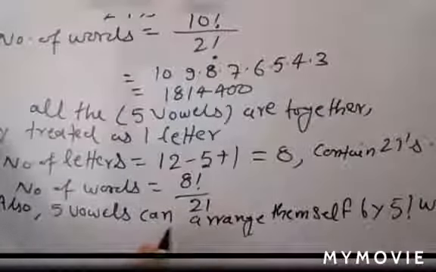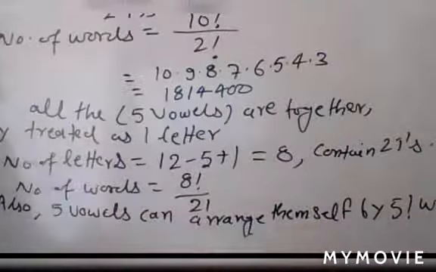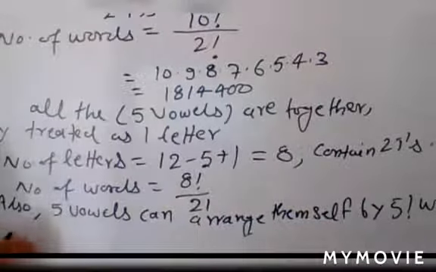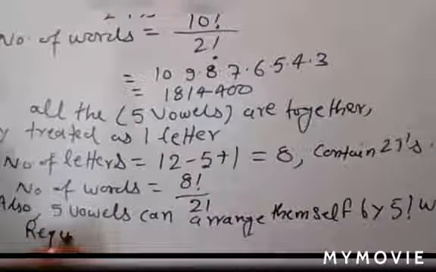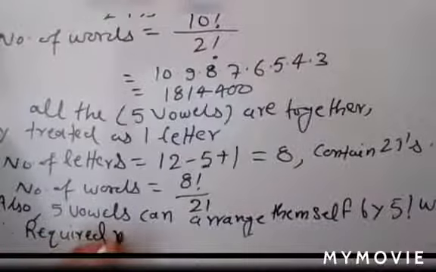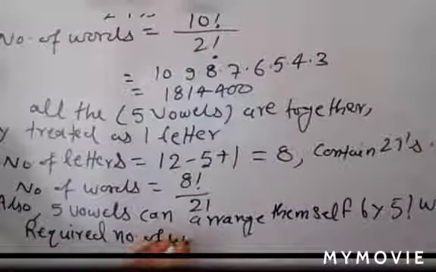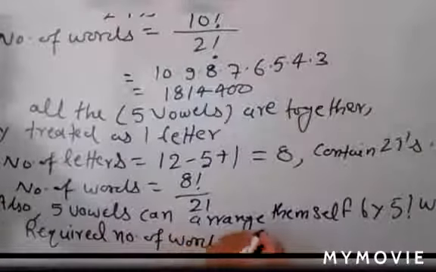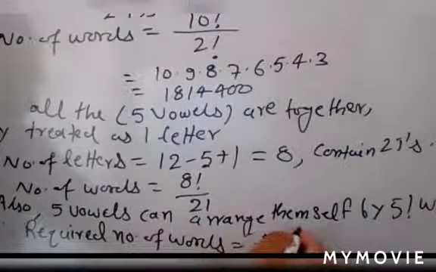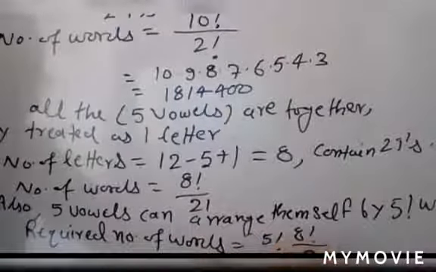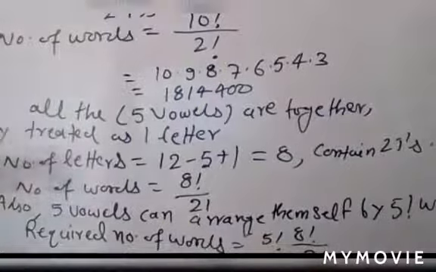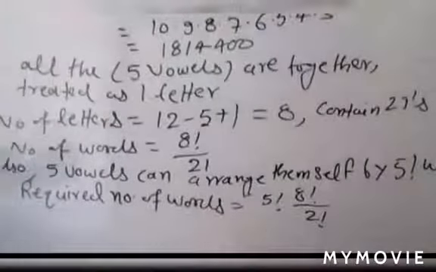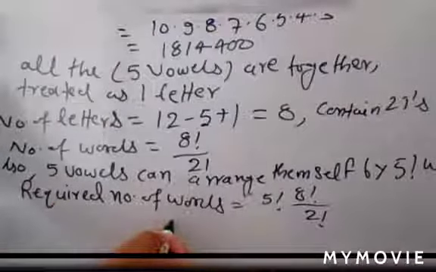Okay, so here you can arrange that in 5 factorial ways. So you can write the required number of words. Now you write the required number of words is equal to 5 factorial into 8 factorial upon 2 factorial. Then simplify completely and write what is your result.